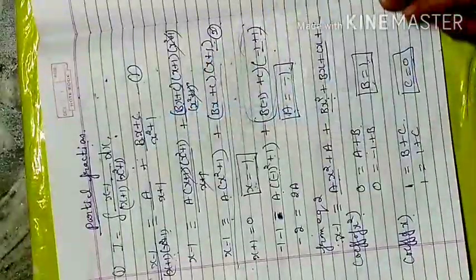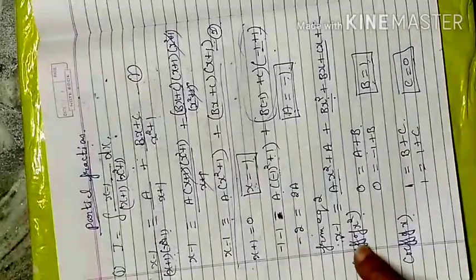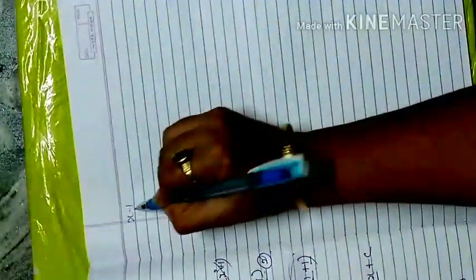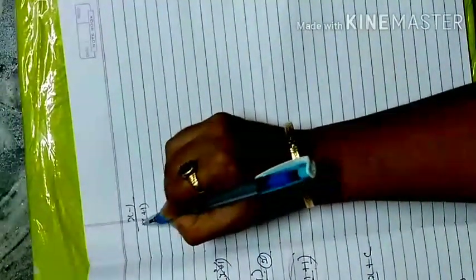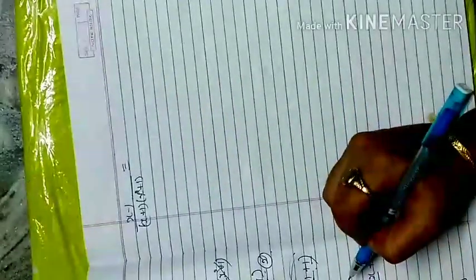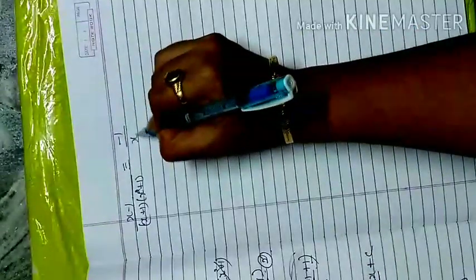I substitute it here in my first equation. When I substitute in my first equation, my required equation becomes 1 over (x minus 1)(x plus 1)(x square plus 1), and then the a value I got is minus 1 by (x plus 1).